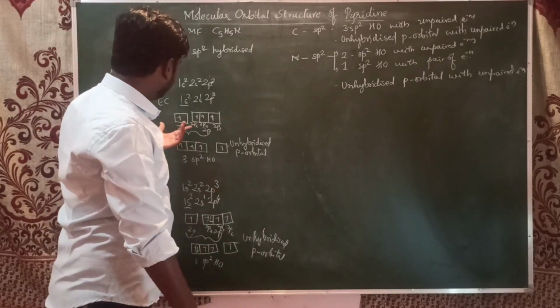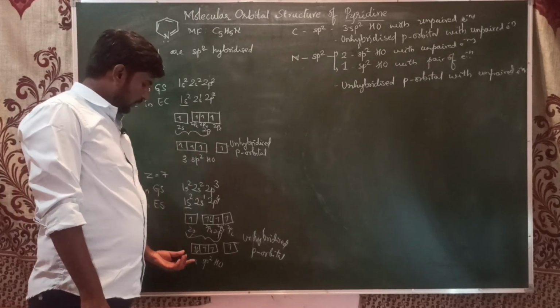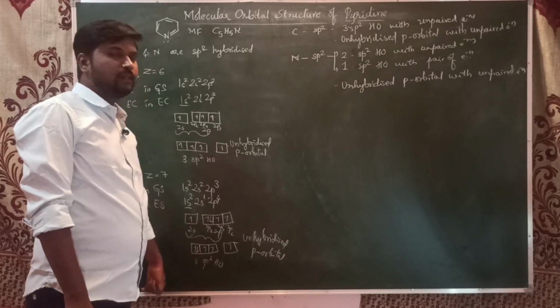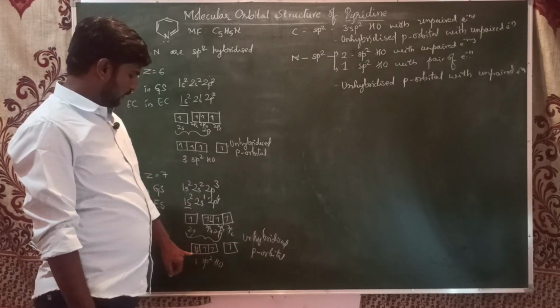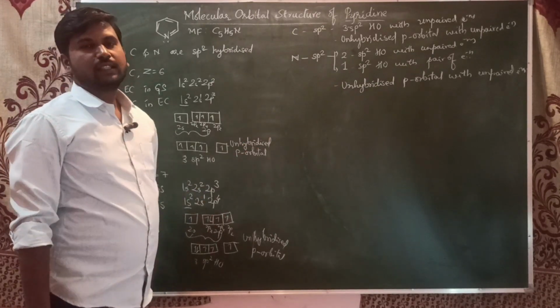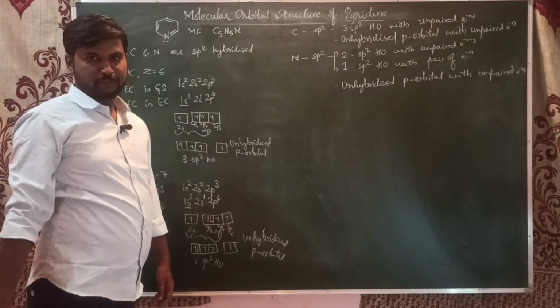All three hybrid orbitals of carbon contain an unpaired electron, and one of the three sp2 hybrid orbitals of nitrogen contains a pair of electrons. This pair will not form any bond, as it is already paired. That's why it remains as a non-bonding pair of electrons, which I have represented outside the ring.